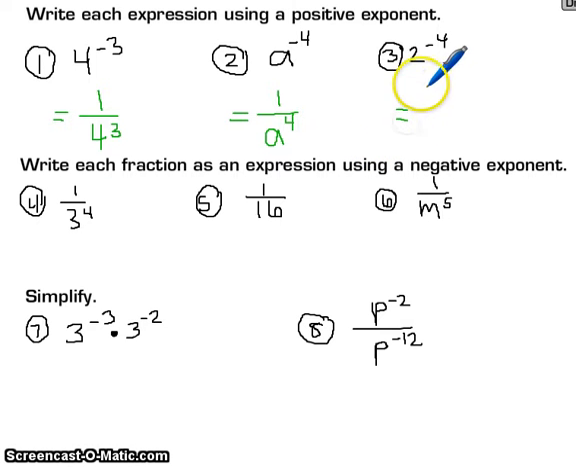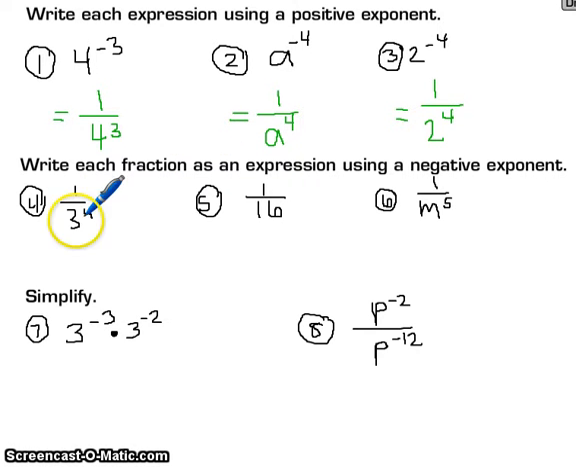Number 3. 2 to the negative fourth, recognize that exponent is negative, so we'll make it 1 over 2 to the positive fourth power. And we're going to leave that as it is. Okay, so those are some examples of changing it into a positive exponent. Now let's look at some examples where we have a fraction or an expression, and we're going to actually make it into a negative exponent.